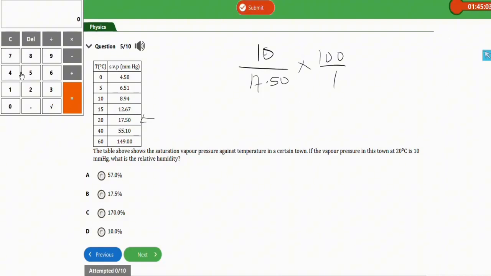So let's punch in the calculator. This is going to give us 10 times 100, basically to give us 1000. So you divide this by 17.5. So we have the output to be 17.5. Alright, let's verify again. 1000 divided by 17.50.